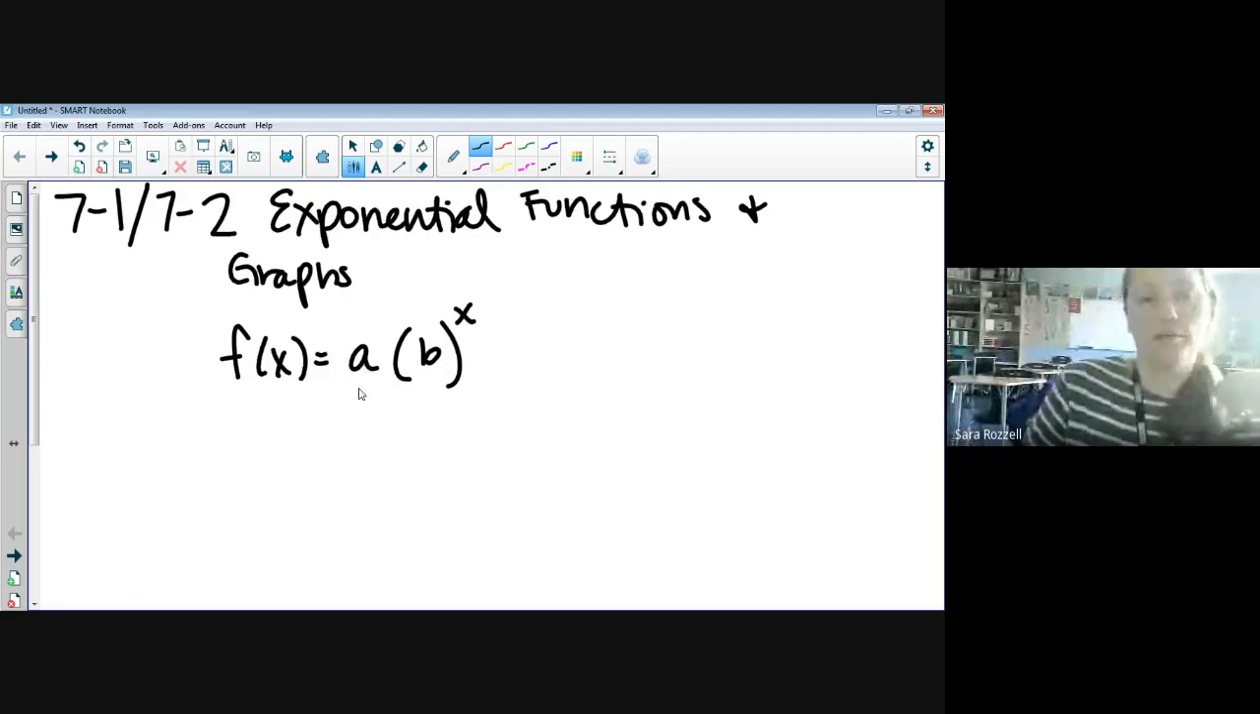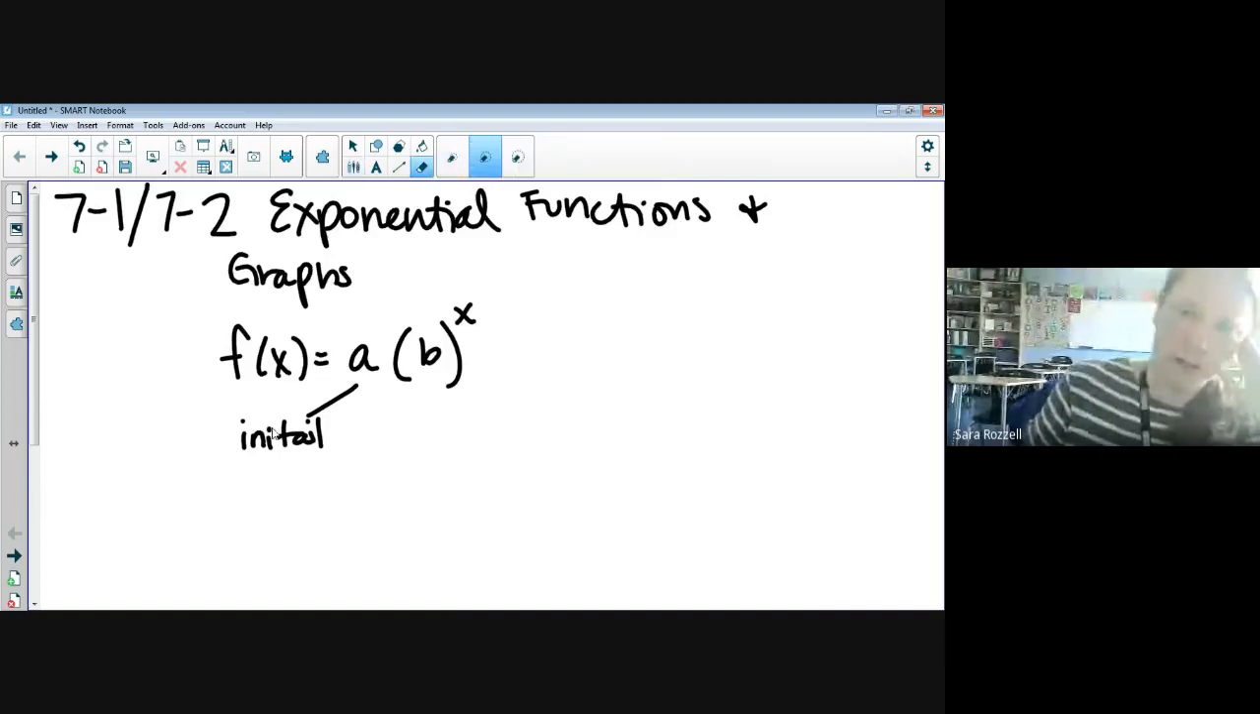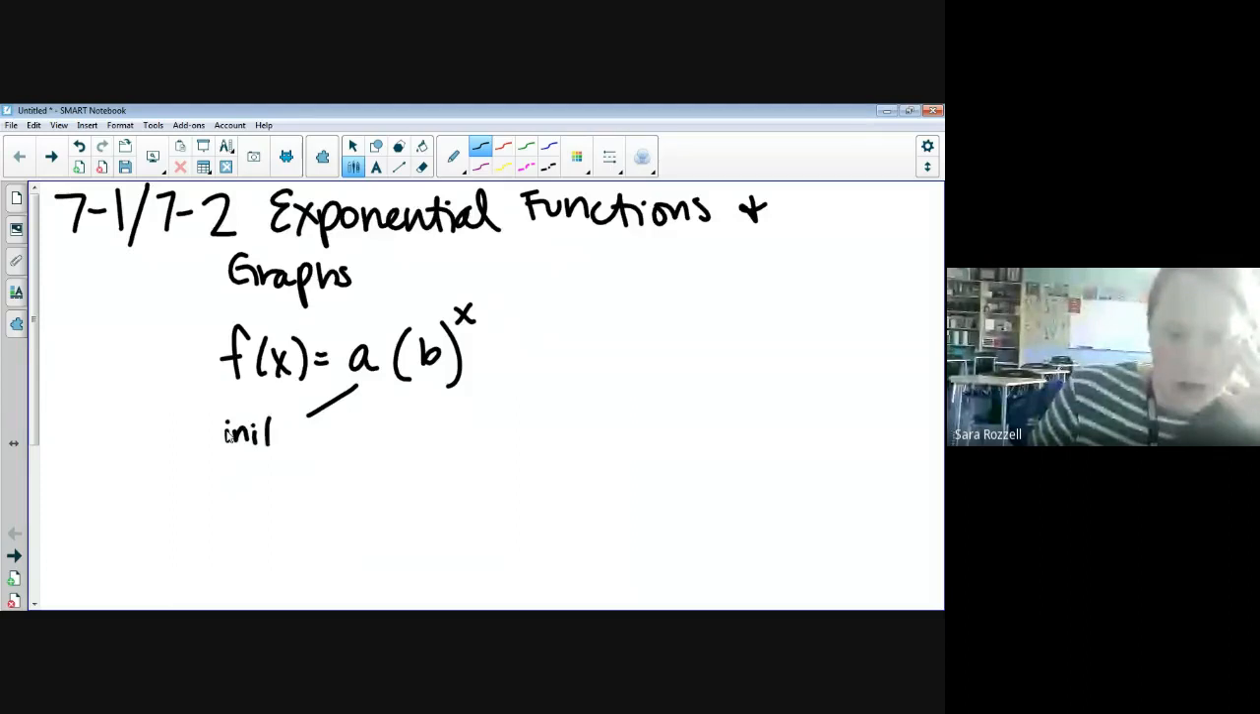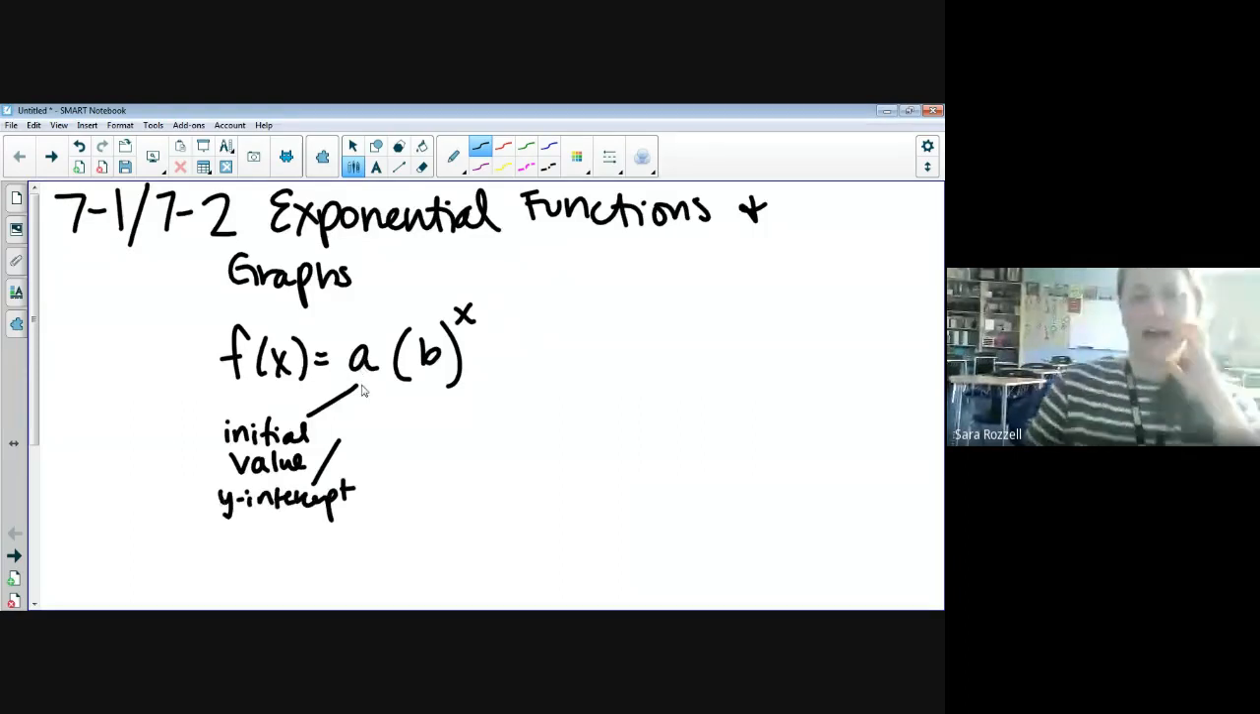Your a value, or your number in the front, this is your initial value, your starting value. And on the graph, that shows up as your y-intercept. So on the graph, this number here, if there is a number in the front, that is your y-intercept or your initial value. If there's not a number there, we understood it's 1, so your initial value or your y-intercept is 1. Okay.